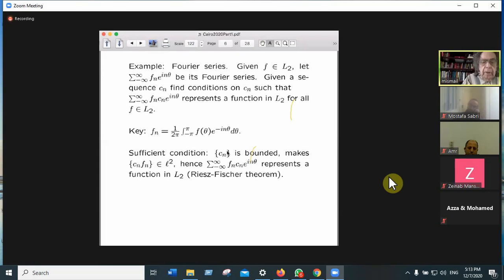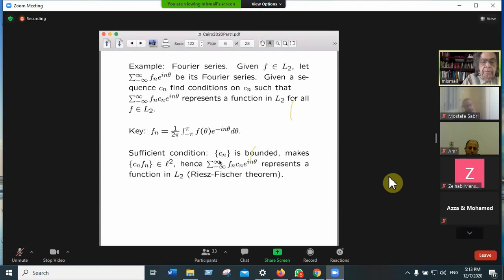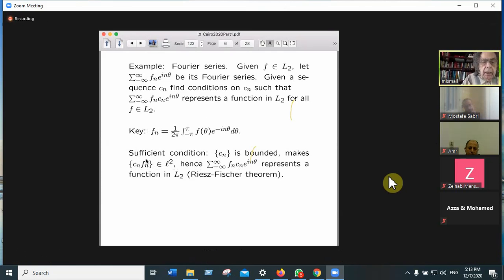So for example, if Cn is bounded, I know that I can do this. The reason is, Cn is bounded, and these coefficients will be in little l2. I have a bounded sequence times a sequence in little l2. The product is in little l2. Hence, by the Riesz-Fischer theorem, there is a function whose Fourier coefficients are these. There is an L2 function, a unique L2 function, whose Fourier series is like that.